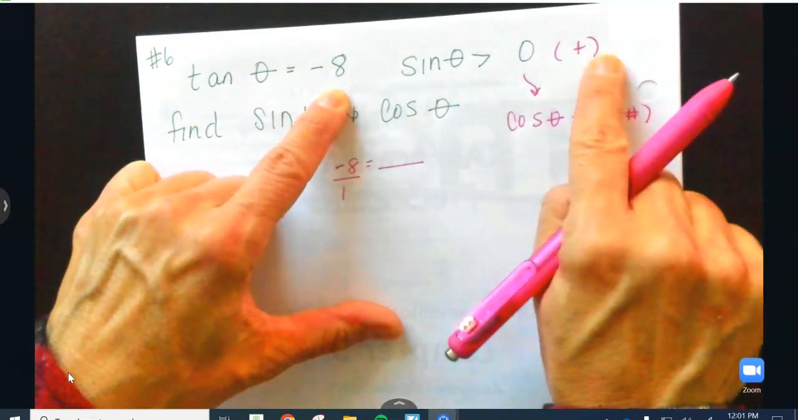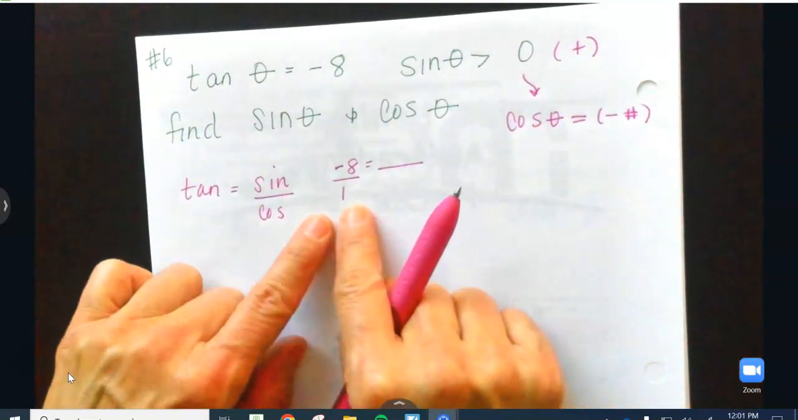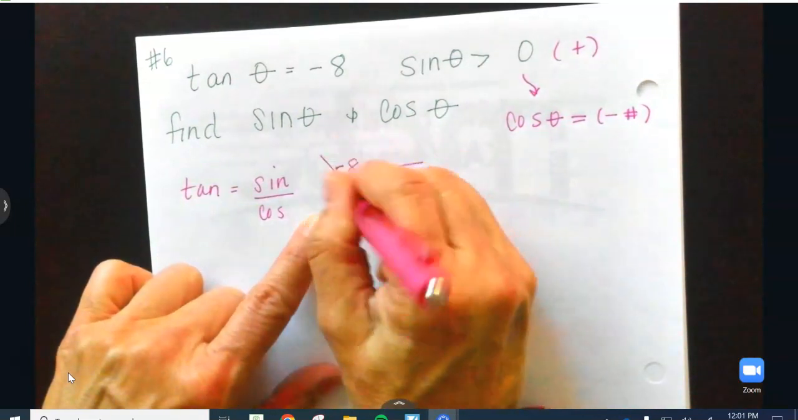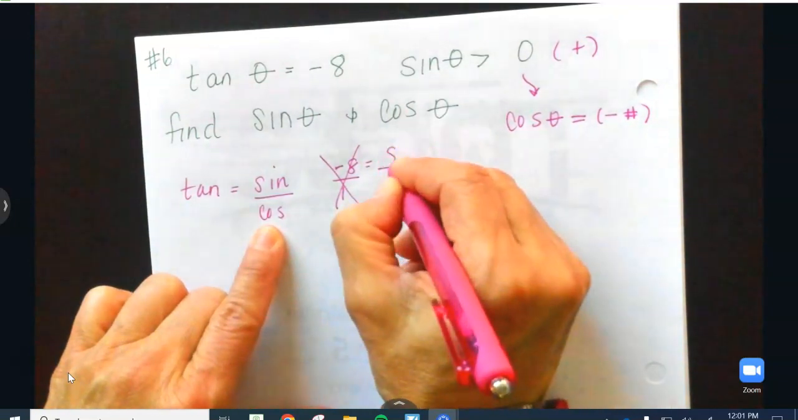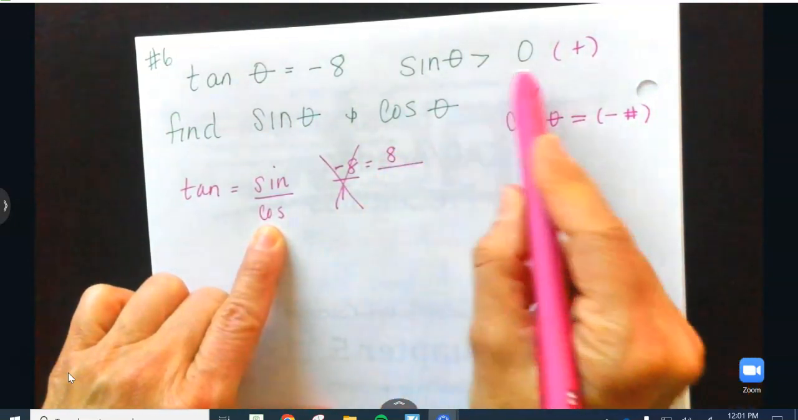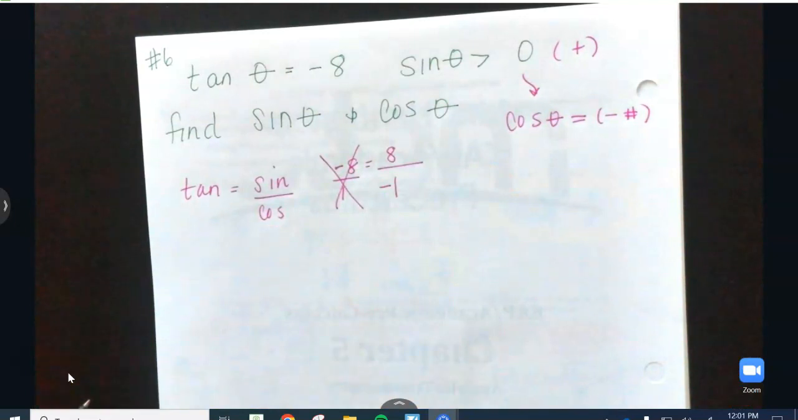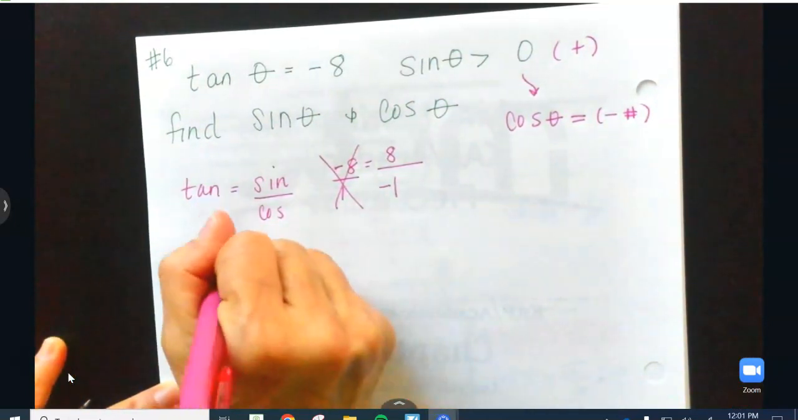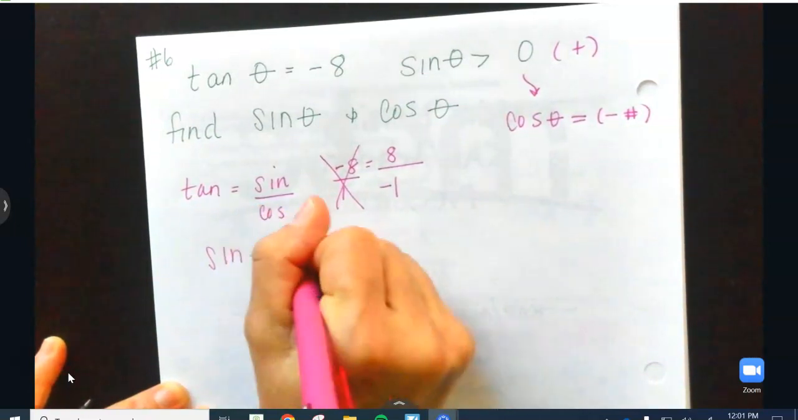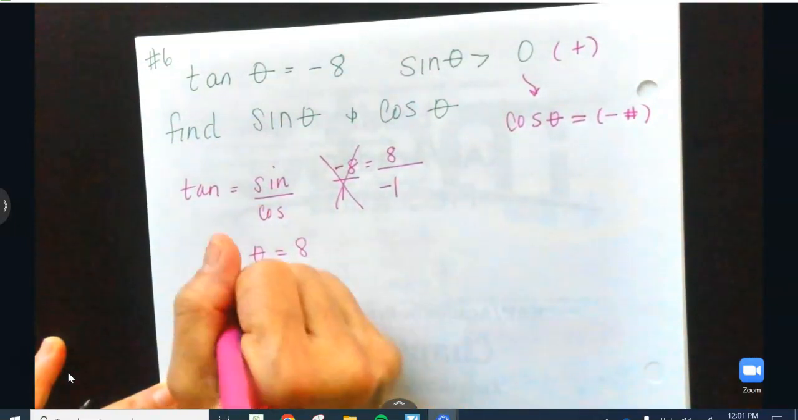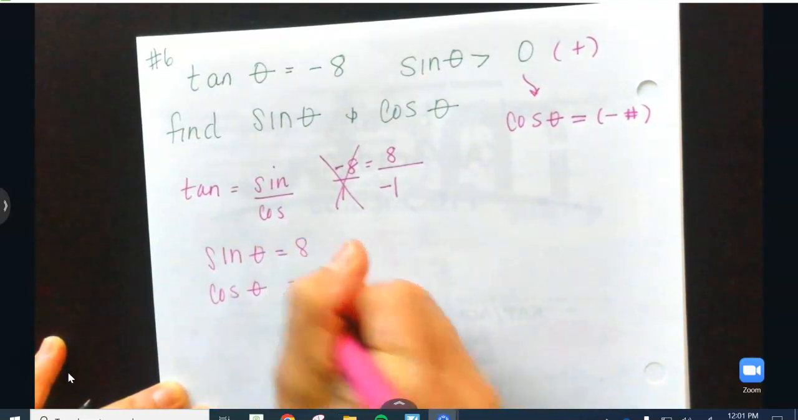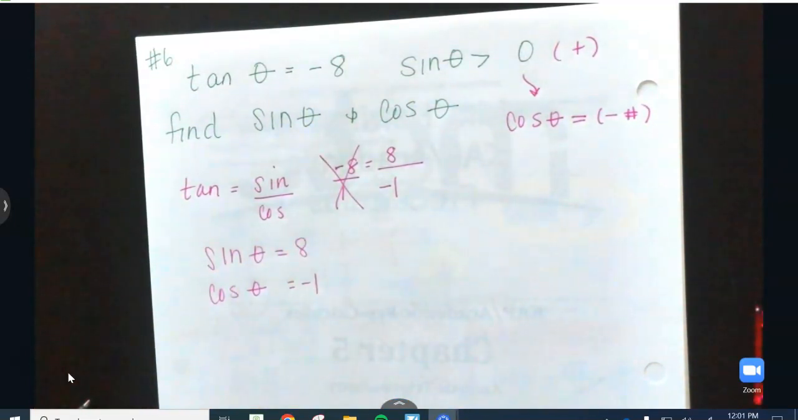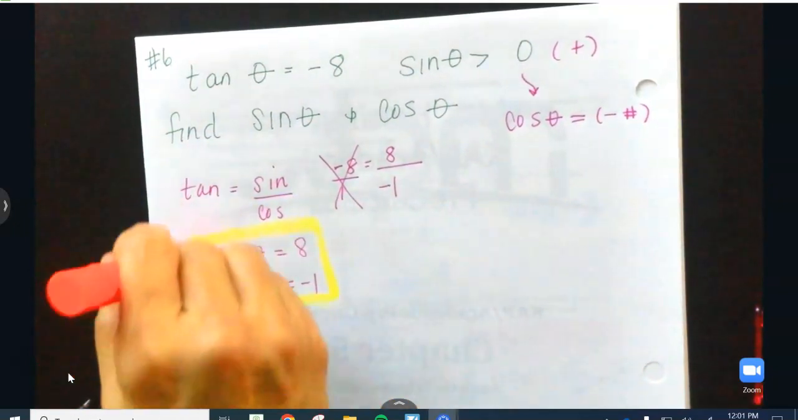But based on this information, these are not the correct answers. Those are wrong. The correct answers for this: sine is positive, cosine is negative. So the correct answers for number 6, sine of theta is a positive 8. Cosine of theta is a -1. Those are the correct answers for problem number 6.